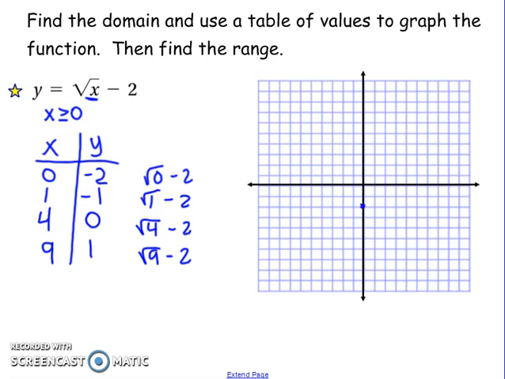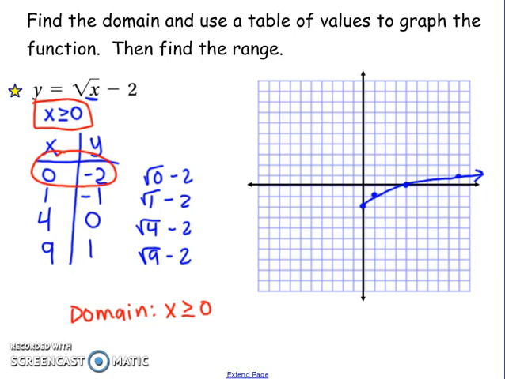So I have 0, negative 2 is where it's starting. 1, negative 1. 4, 0. And then 9, 1. And there's my graph. And now my domain and my range, I'm looking at that first point. So the domain is going to be x is greater than or equal to 0. So that's whatever we solved for in this piece. And then since the graph is going up, my range is going to be y is greater than or equal to, and we look at the y value, which at that point is negative 2.